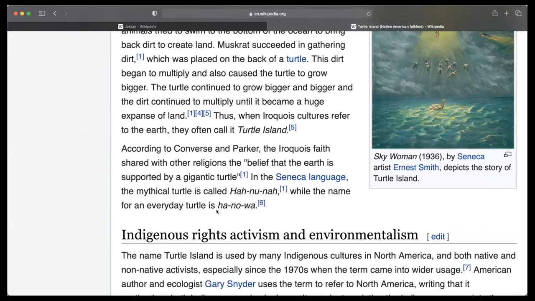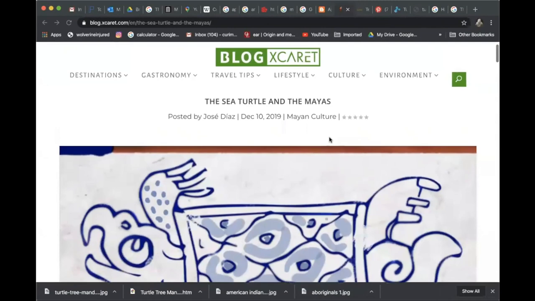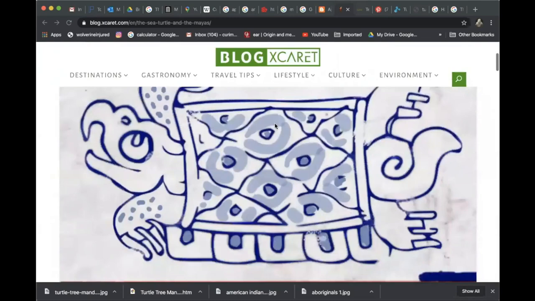All right, so real quick, I just wanted to get into this mythology, they call it, or history of the Mayas, right? And it says the sea turtle in the Mayas, all right? Posted by Jose Diaz, December 10th, 2019, Mayan Culture. This is an image here.